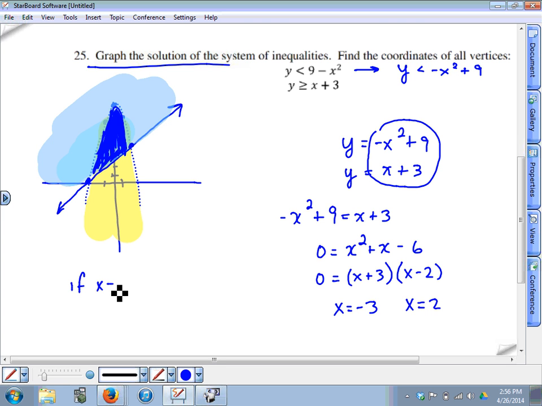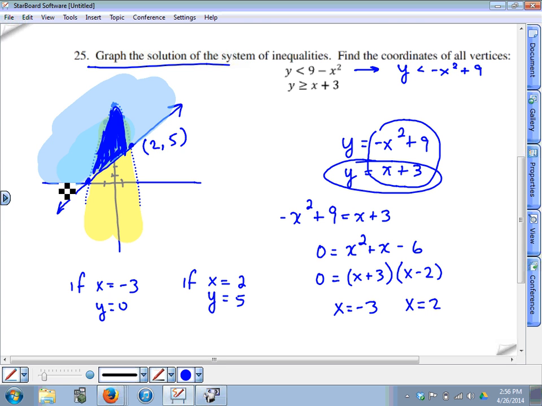Now if x equals negative 3, and then we use this y equals equation here, negative 3 plus 3 means that y is equal to 0. If x is equal to positive 2, and we use this equation, 2 plus 3 means that y is equal to 5. So the coordinates of the vertices here are 2, 5. This one here is negative 3, 0.